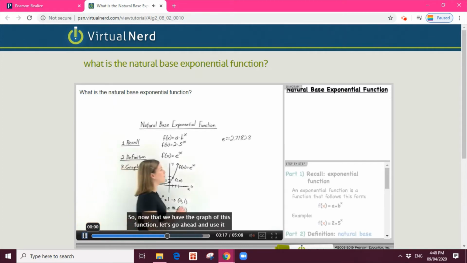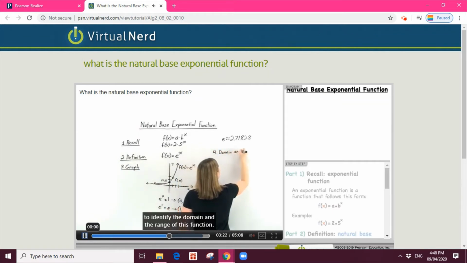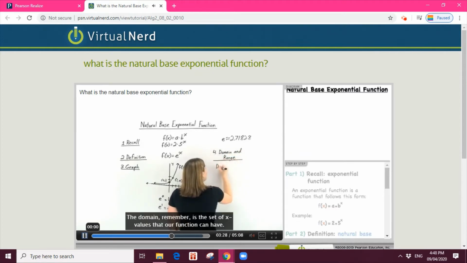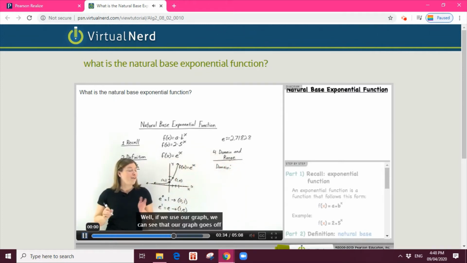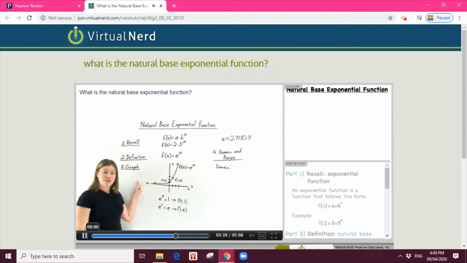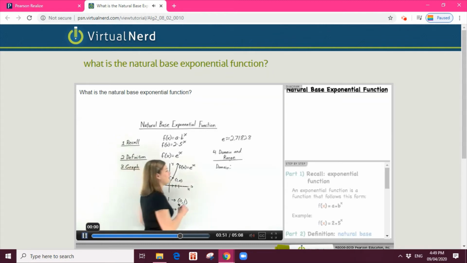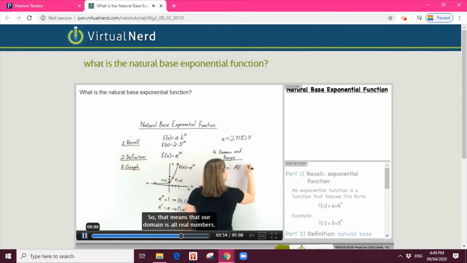So now that we have the graph of this function, let's go ahead and use it to identify the domain and the range of this function. Let's first find the domain. The domain, remember, is the set of x values that our function can have. Well, if we use our graph, we can see that our graph goes off in this direction forever and ever. Here, our x values can keep decreasing forever and ever. And if we look the other way, our graph continues on and on, so our x values will continue to increase. So that means that our domain is all real numbers.